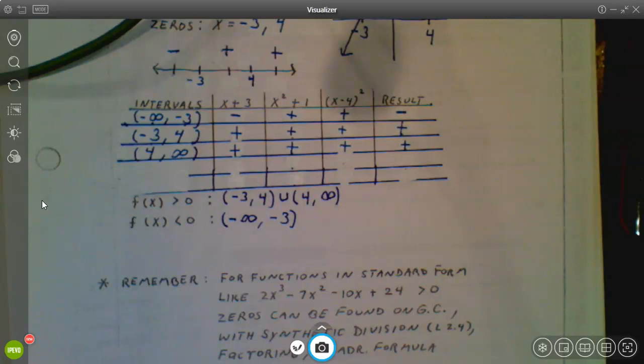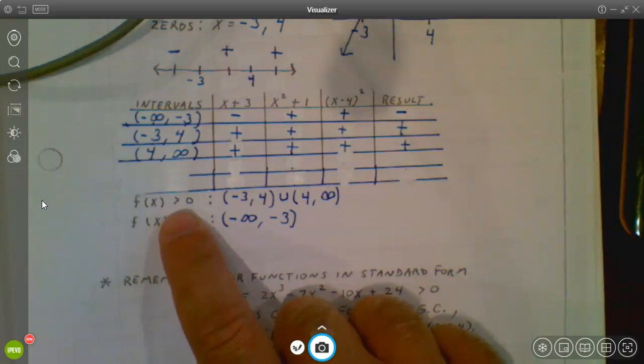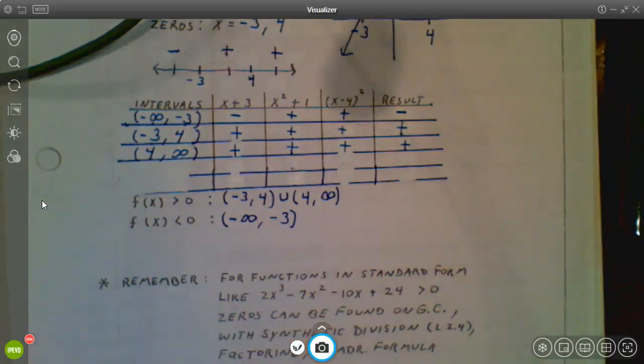Keep in mind, there will be times where we use parentheses. There will be times where we use brackets too. You're going to have to look carefully. If this said greater than or equal to 0, that would change things, right? Then I want to include the negative 3 and the 4. So that's something we're always on the lookout for.